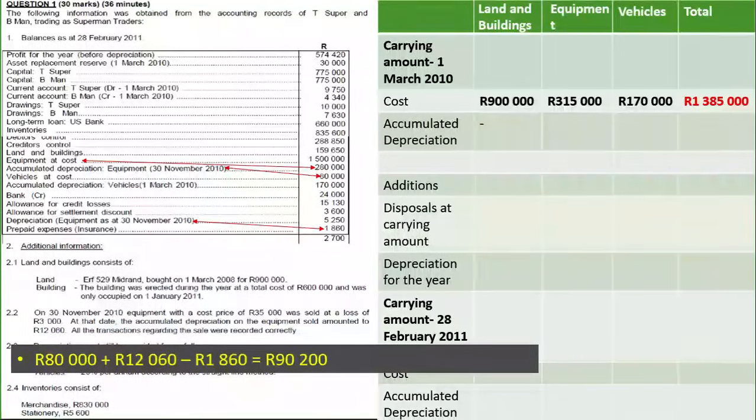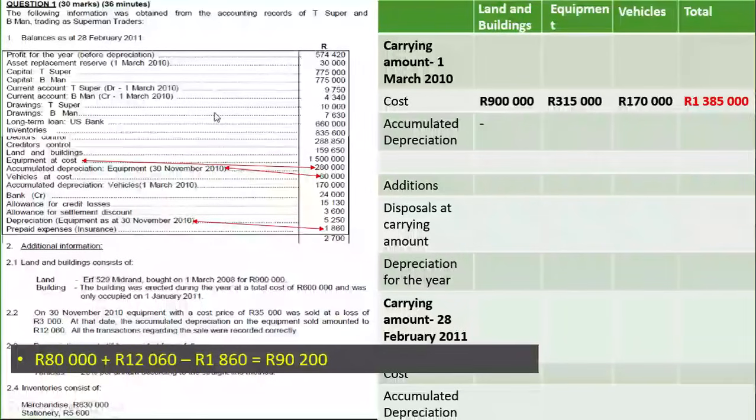Why do we deduct this 1,860 Rand? We deduct it because this is depreciation which was incurred during this period relating to the equipment which we sold. We want the accumulated depreciation at the beginning of the period. So that is why we deduct the 1,860. Remember, this 12,060 Rand relates to all the depreciation for the equipment which we sold, which includes this 1,860 Rand. I hope that makes sense and it's not confusing at all.